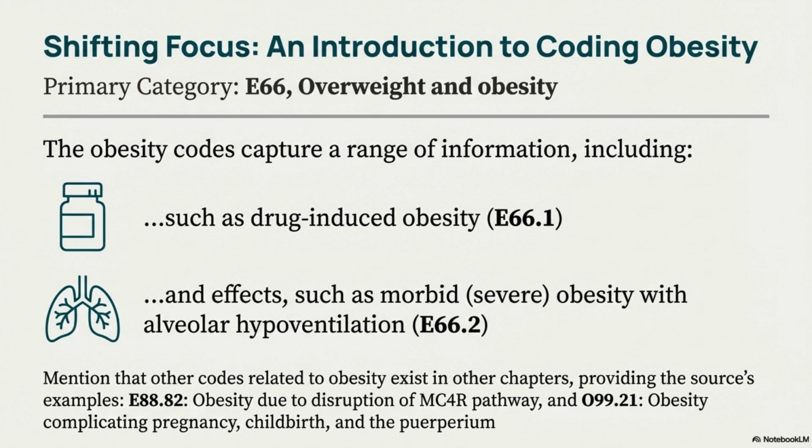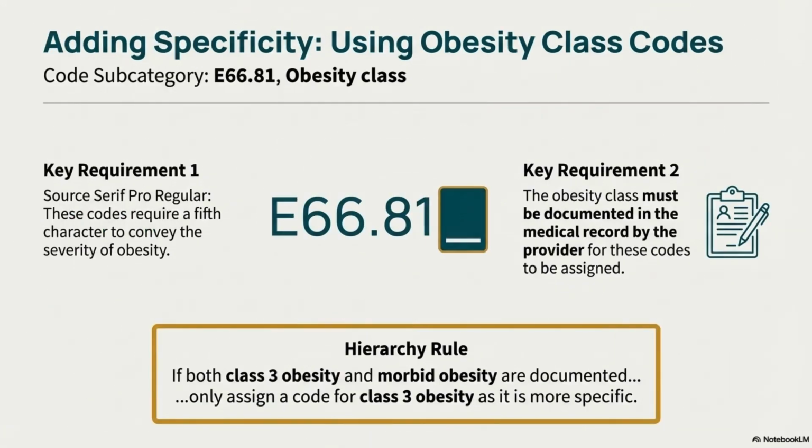Now we shift gears into obesity coding. The E66 category covers overweight, obesity, drug-induced obesity, E66.1, and morbid obesity with alveolar hypoventilation, E66.2. And don't forget, obesity-related codes also appear in other chapters, like E88.82, obesity due to MC4R pathway disruption, and O99.21, obesity complicating pregnancy.